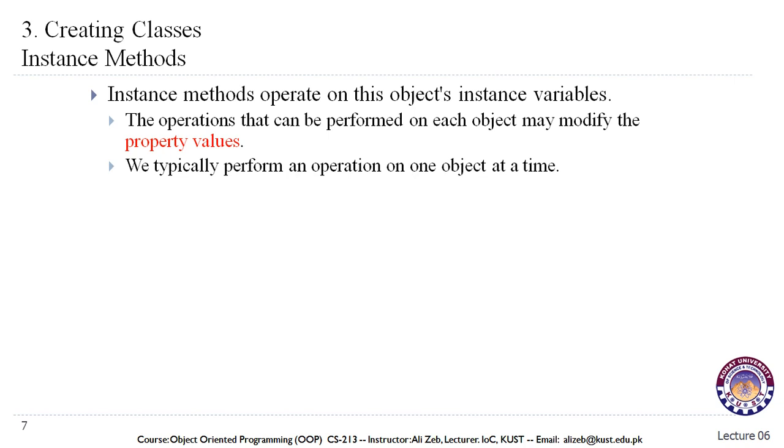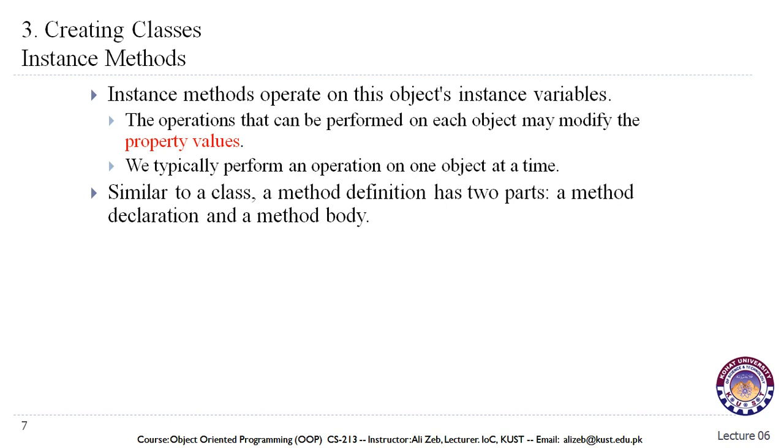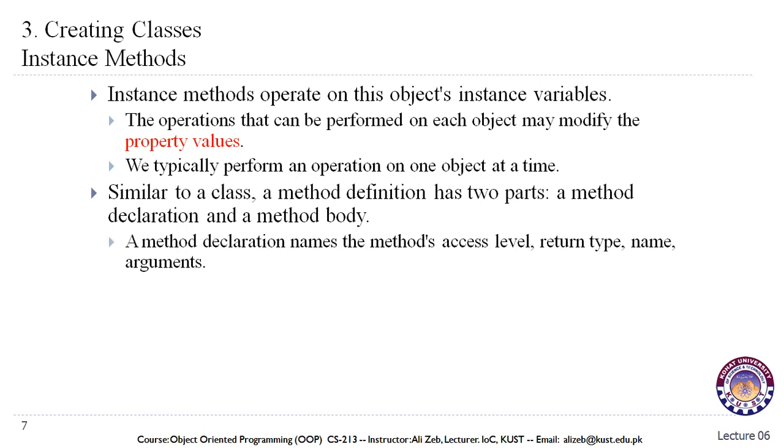We typically perform an operation on one object at a time, so the methods will be called for the object and it will be operating on the variables for that object at that time. Similar to a class, a method definition has two parts, a method declaration and a method body. A method declaration names the method's access level, that is public or private. The return type, maybe double, int, string, or maybe void if you do not have a return type for the method. The name of the method and the arguments inside that method are provided within the brackets with the name of the method.